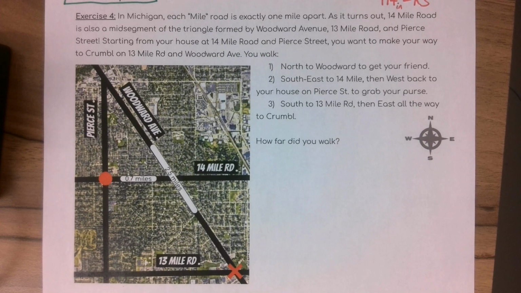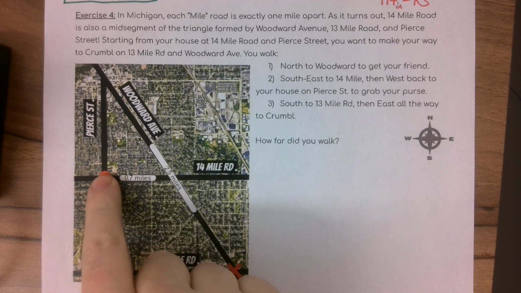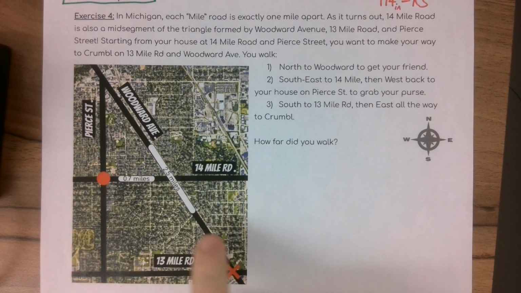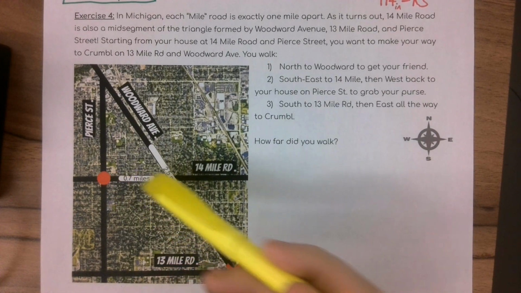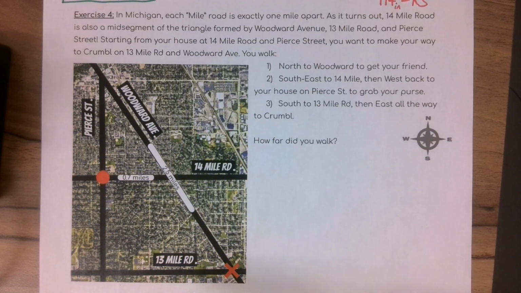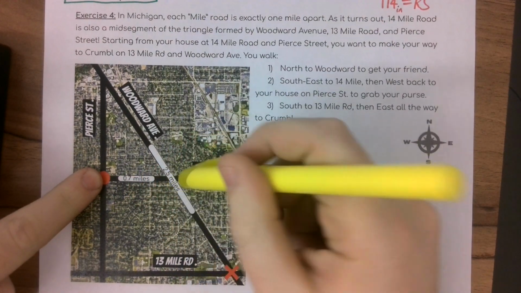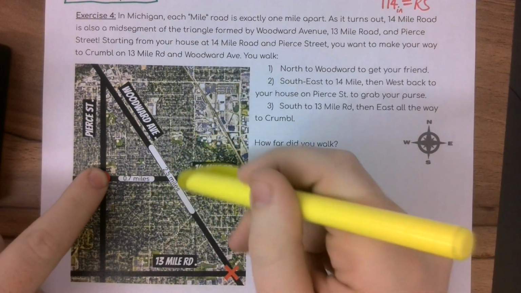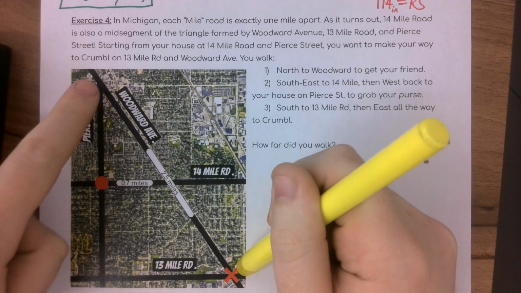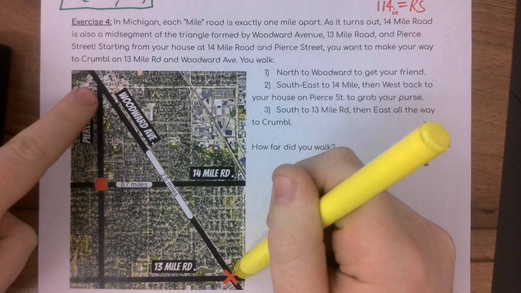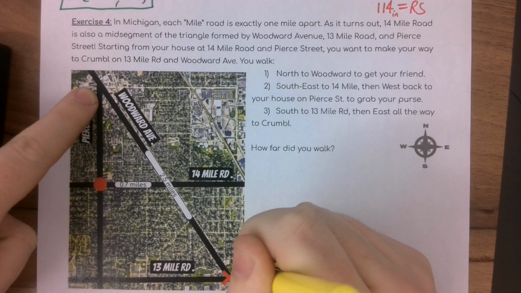So here's the deal. We have a house on Pierce Street, and we want to make our way eventually to Crumbl Cookies on 13 Mile and Woodward Avenue. Before we start, I want to mention these white bars show the mileage of the entire segment. 0.7 miles is the distance from your house to Woodward Avenue, and 2.5 miles is this entire distance from Birmingham up here down to Crumbl Cookies in Royal Oak down here.